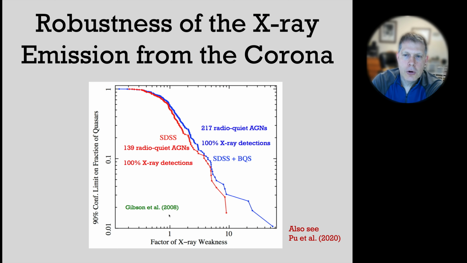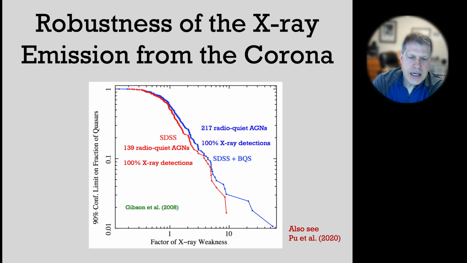You can read this paper if you'd like to see all the details. But the point is that all of these objects, all 217 and all 139 here, they're all X-ray detected. So we know how strong all of them are. It's not like we have a bunch of upper limits there.